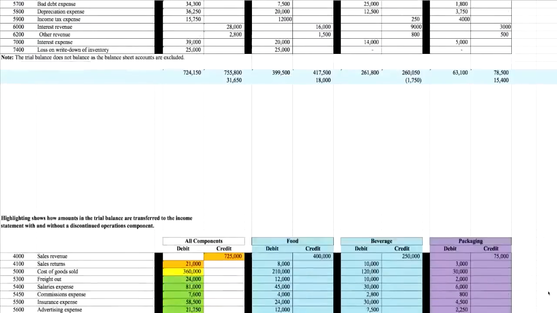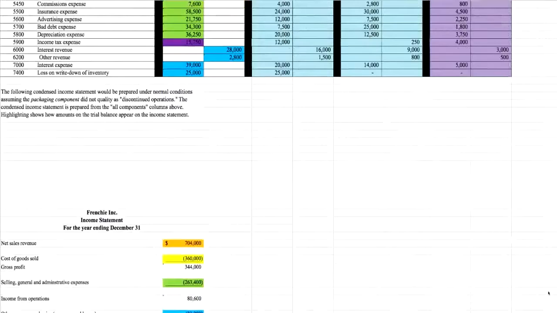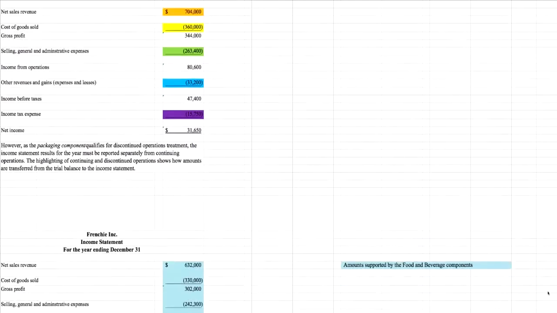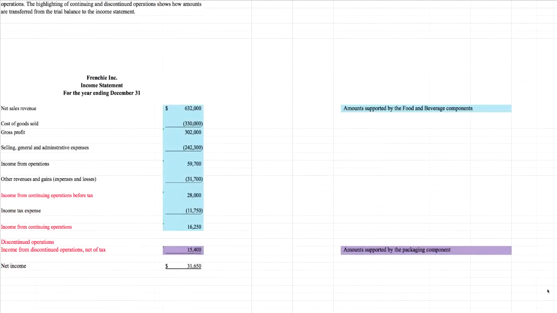Alrighty, so now let's take a look one more time. Here's our income statement for all three components combined. Don't worry about the numbers so much. Just focus high level. Here's our format, and we have all three components combined. Now, what if we segregate Frenchie Inc., and now we just have two of the three, the food and the beverage. Remember, we're selling the packaging.